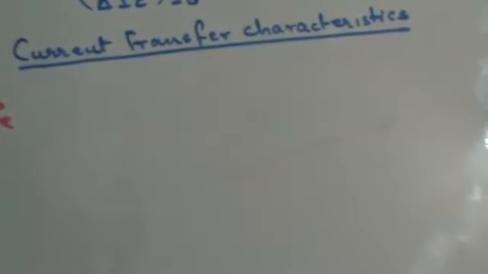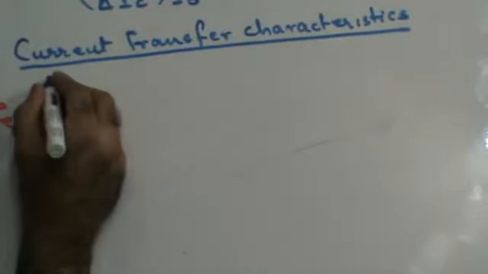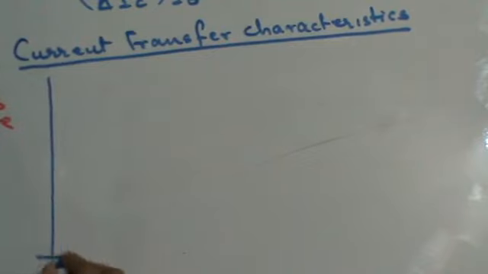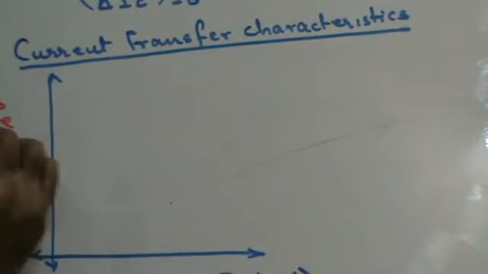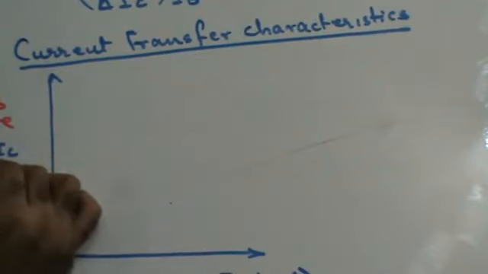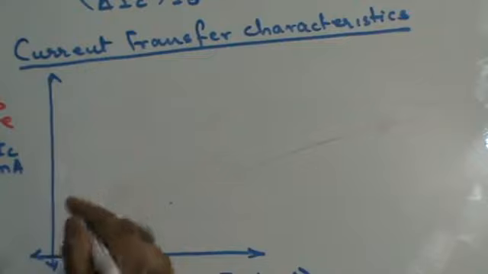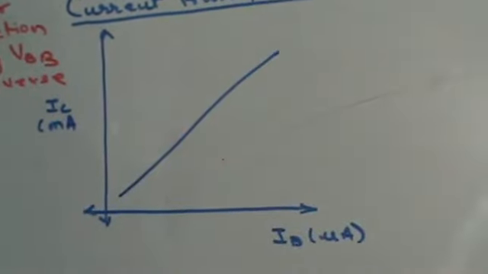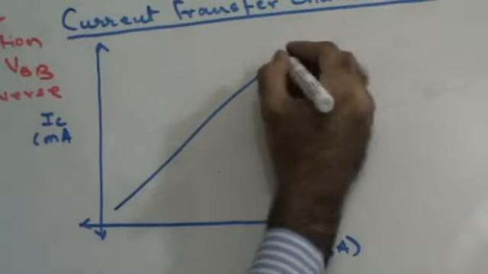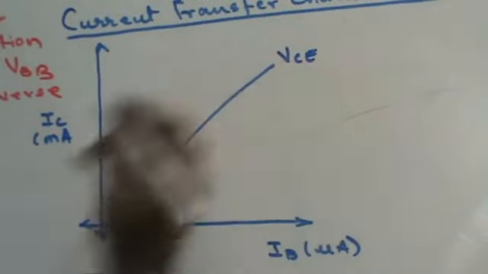Let's try to find out the current transfer characteristics. Let's see how the current is transferred. We are going to draw a graph of base current versus collector current. The base current is in microamps, whereas the collector current is in milliamps. What you see is that for a small change, you get a linear graph, keeping the collector emitter voltage constant.